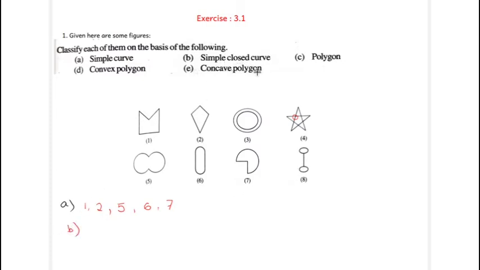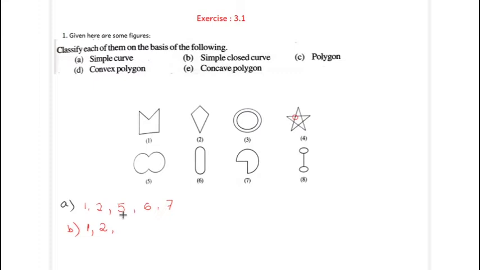Next, number B, simple closed curve. It should be simple and it is a closed curve. First we have to consider all the simple curves that we have just taken out and from them we have to see if it is closed or not. Simple curve number 1, it is closed, so number 1 will come here. Then number 2 is also a simple curve. Is it closed or not? Yes, it is closed, so it will come here.